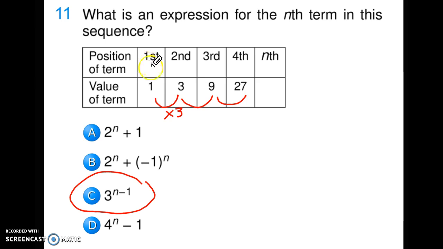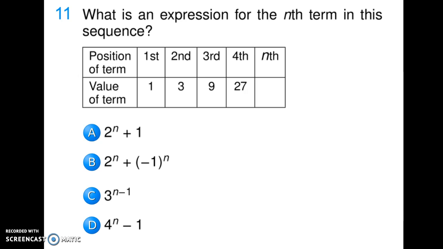We can also plug in numbers, like this would be our first term, so 3 to the 1 minus 1 power is 1. And 3 to the 2 minus 1 power is 3. So that's just if you wanted to check yourself.